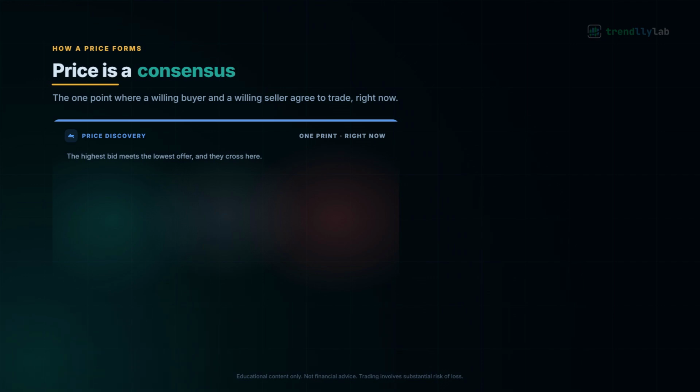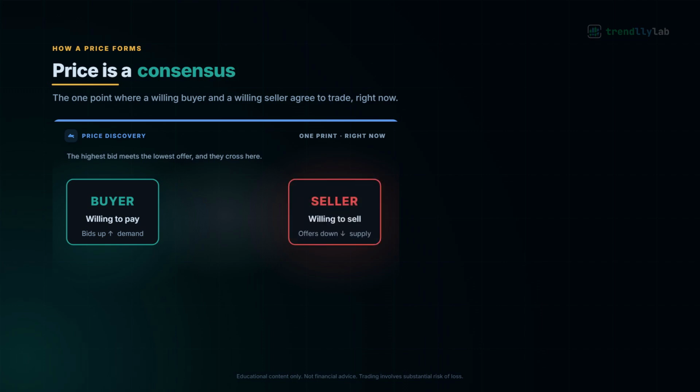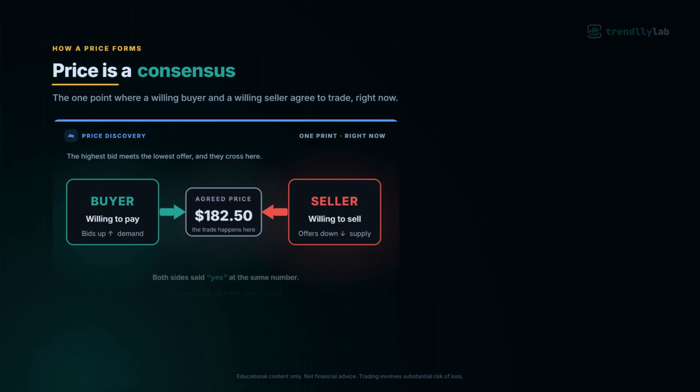The highest bid meets the lowest offer, and they cross. On one side, the buyer, willing to pay, bidding up, and that is demand. On the other, the seller, willing to sell, offering down, and that is supply. The two of them move toward each other until the gap closes. And where they touch, the trade happens. That is the agreed price. Both sides said yes at the same number. No agreement, no trade, and no price.